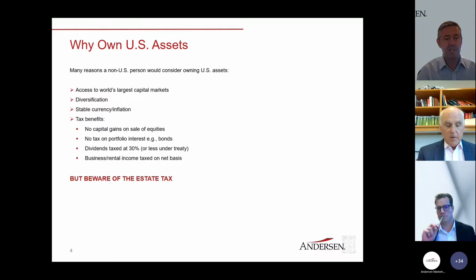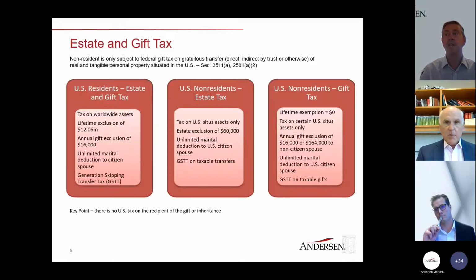However, as with the focus of this discussion, there is this big sort of thing that we need to be concerned about. It's the estate tax exposure. And people quite often overlook that when they're trying to get exposure to the US markets. And either they're not aware of it, or they don't think it's really so much of an issue. And we're going to go through what this issue is and how we can best protect against it over the next few slides.